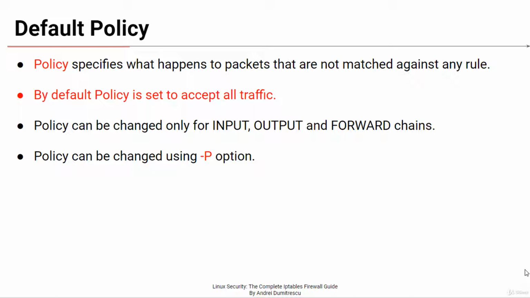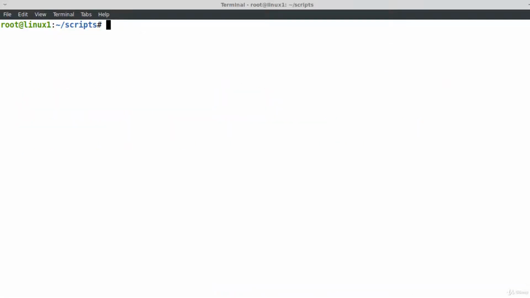By default, policy is set to accept any packet that hasn't been dropped by any rule. Policy can be changed for chains that have the filter table and they are input, output, and forward. We cannot change the policy for pre-routing or post-routing chains. Let's take a look at some examples.